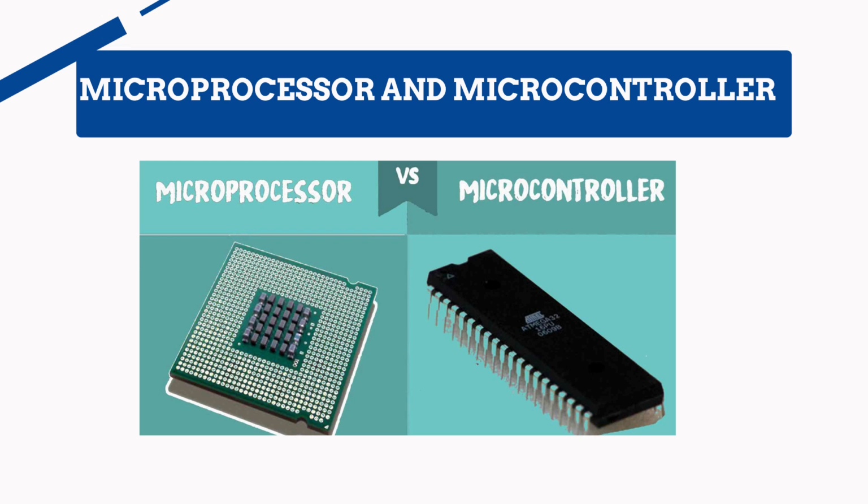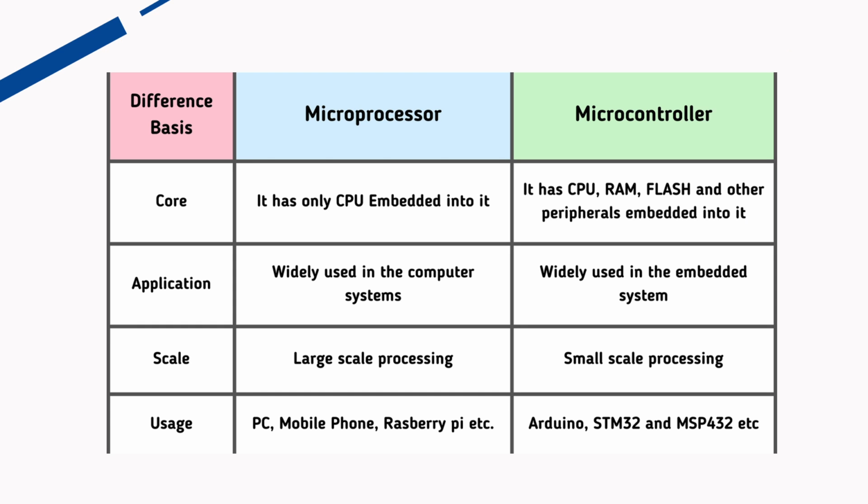The figure shows a microprocessor and a microcontroller. What's the difference between a microprocessor and a microcontroller? A microprocessor has only a CPU embedded in it, but a microcontroller has CPU, RAM, flash and other peripherals embedded in it. The application of a microprocessor is in computer systems, and of a microcontroller is in embedded systems. A microprocessor is for large-scale processing and a microcontroller is for small-scale processing. The microcontroller is used in Arduino, STM32, MSP432, etc. But the microprocessor is used in PCs, mobile phones, Raspberry Pi, etc.